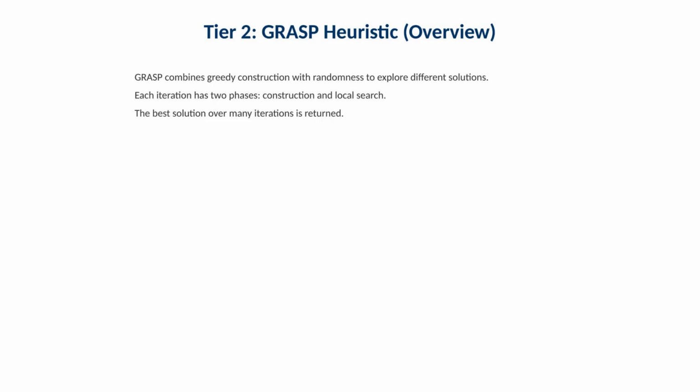Tier 2 introduces a classic meta-heuristic called greedy randomized adaptive search procedure. It repeatedly constructs a feasible solution and then improves it with local search. The combination of greediness and randomness is important.